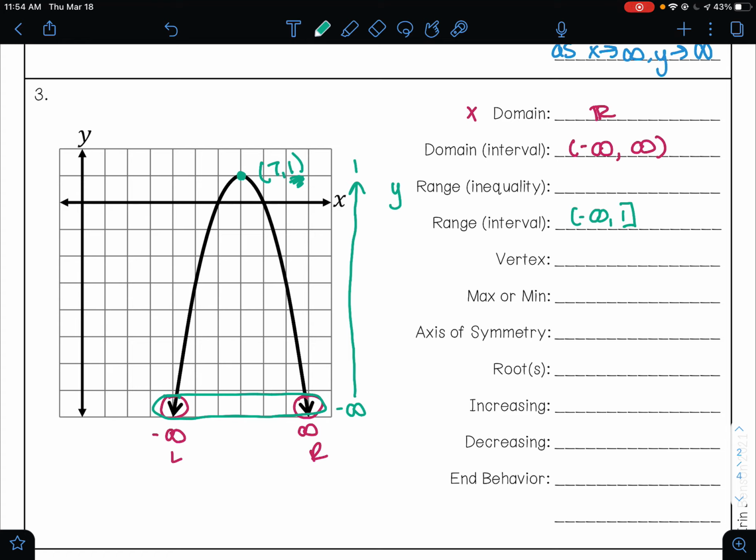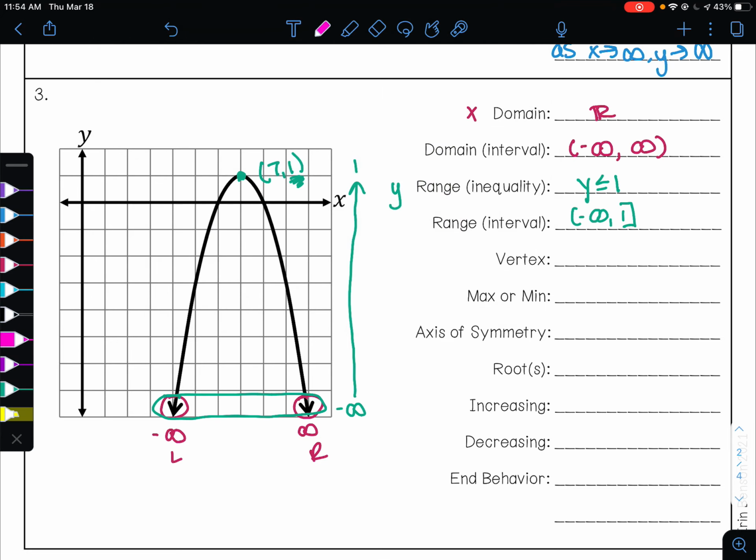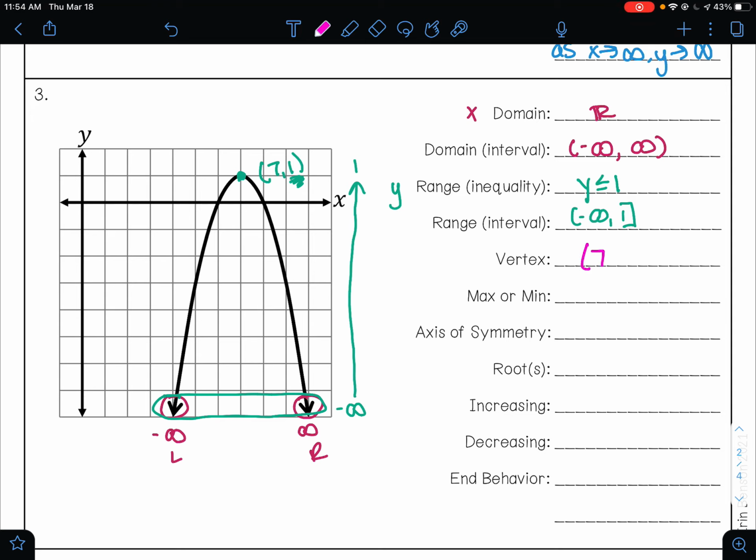As an inequality, everything is below my vertex. So everything is below this point. And so my inequality would be y is less than or equal to 1. The vertex we just said was 7, 1, and that's an ordered pair. This vertex right here, it's a maximum value, and that's because the vertex is the highest point of this graph.